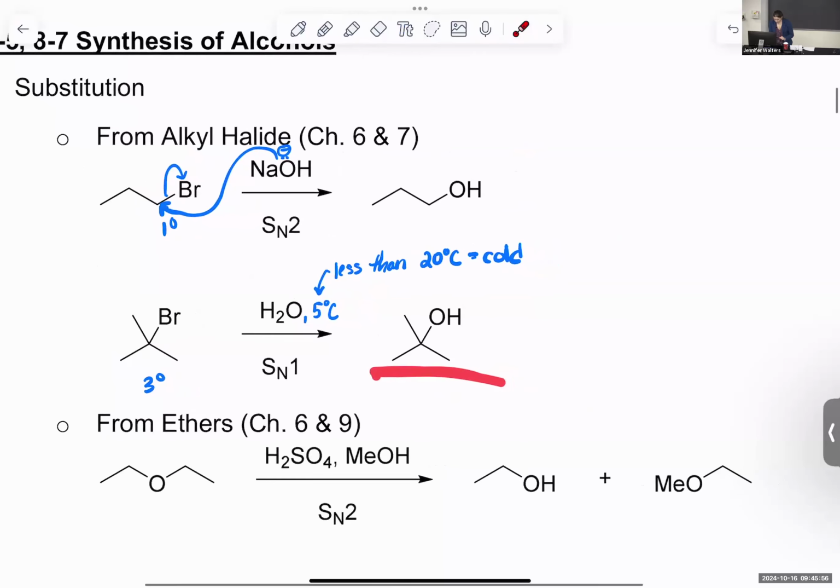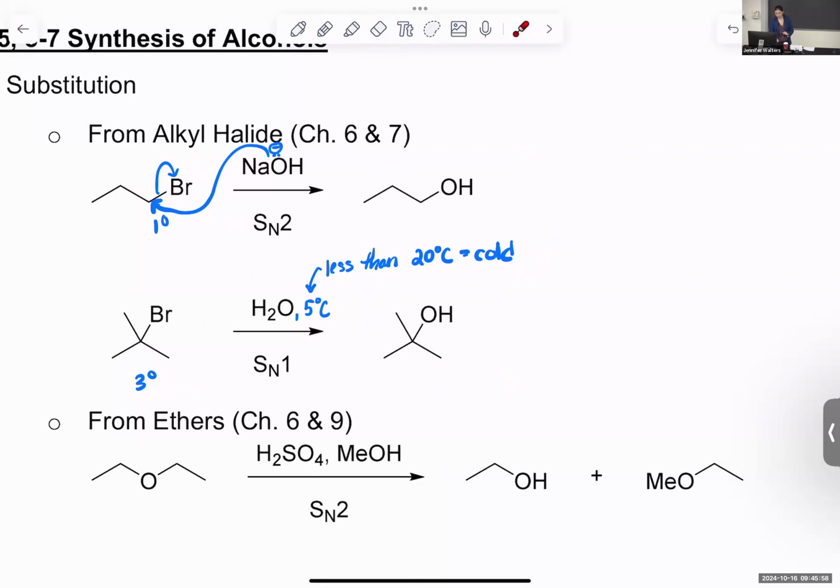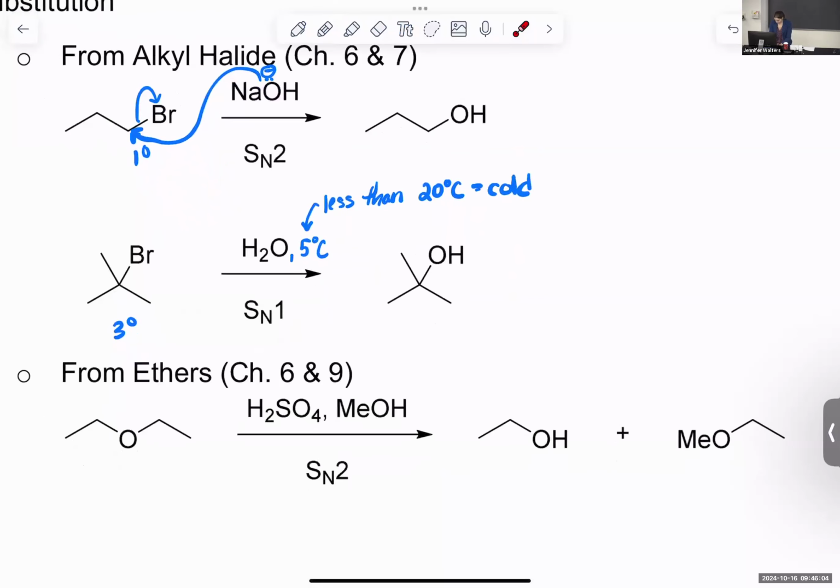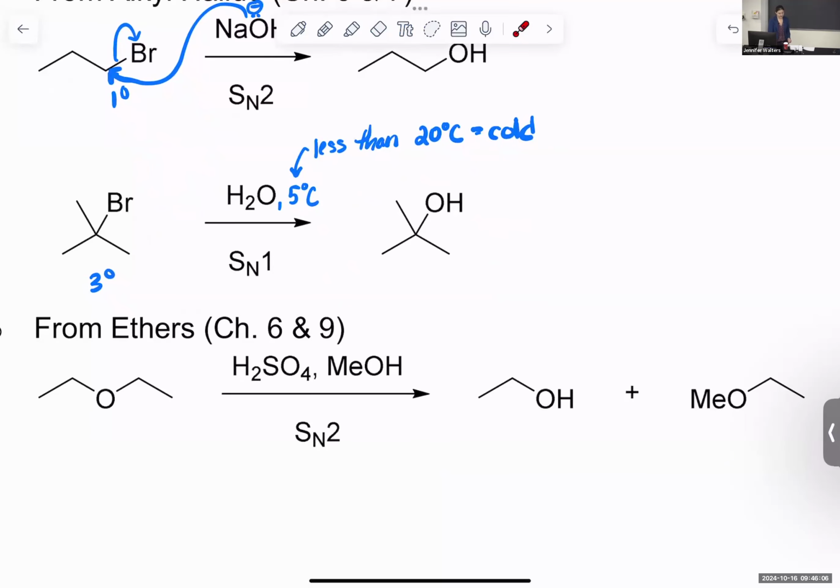We can also make alcohols from ethers, also doing a substitution reaction. So for this one, it is also going to be that SN2 reaction. It's SN2 because you're going to have a primary leaving group. So actually, I think it's worthwhile. Let's go ahead and draw the mechanism of this.